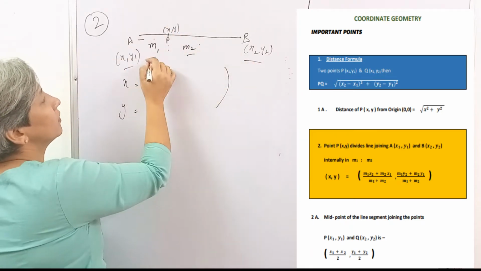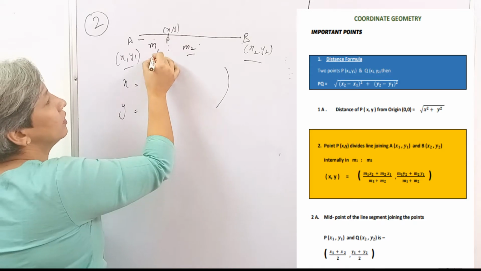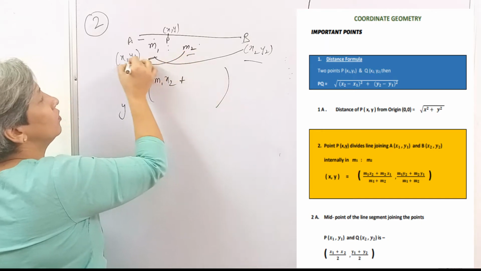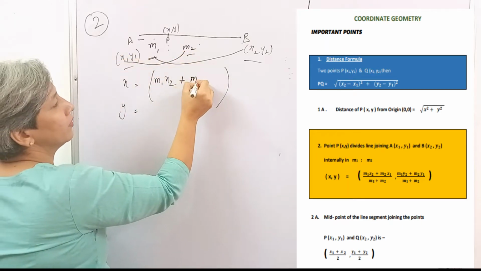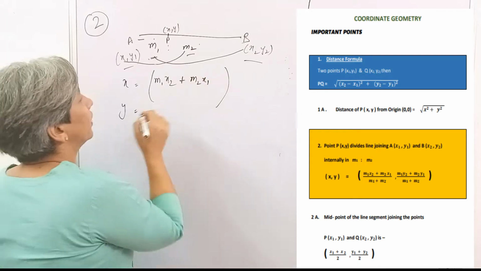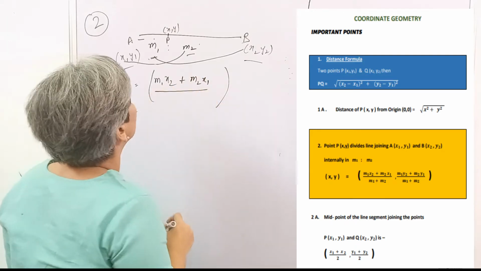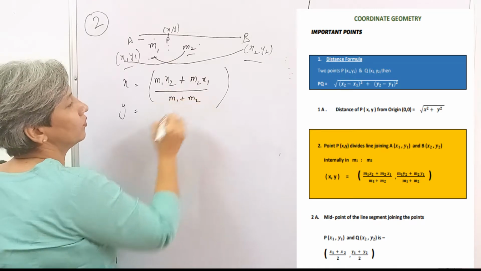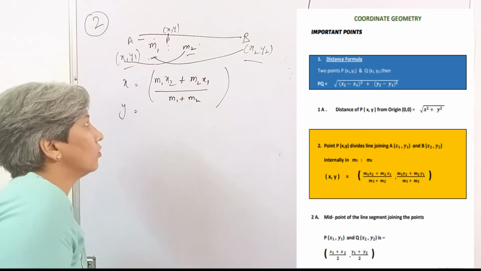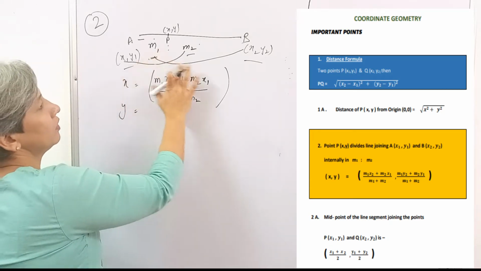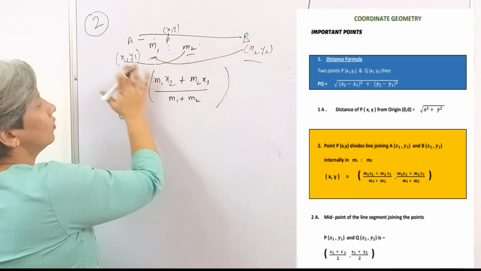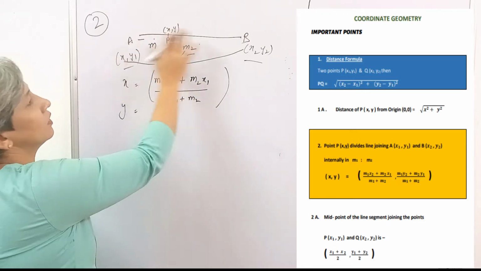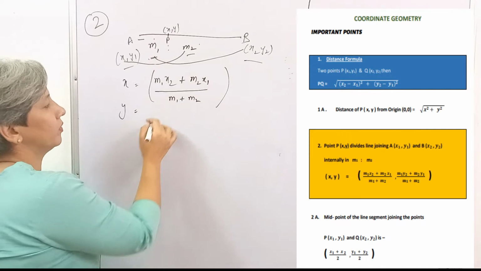सो x will be, हम यहाँ से शुरू करेंगे m1 इंटू x2 प्लस m2 इंटू x1, and denominator will be m1 plus m2, right? स्टैंडर्ड, कोई दिक्कत नहीं है. m1 x2 m2 x1, फाइन. x1 x2 हमें दिए होंगे एंड पॉइंट्स और नीचे m1 प्लस m2.